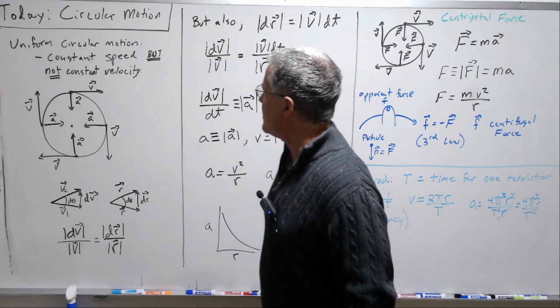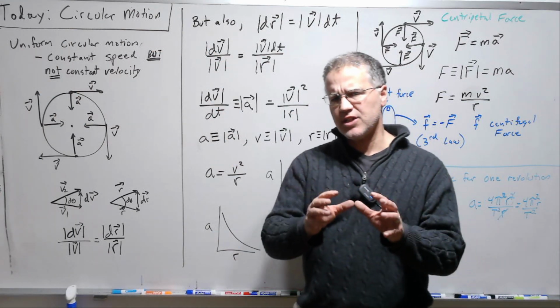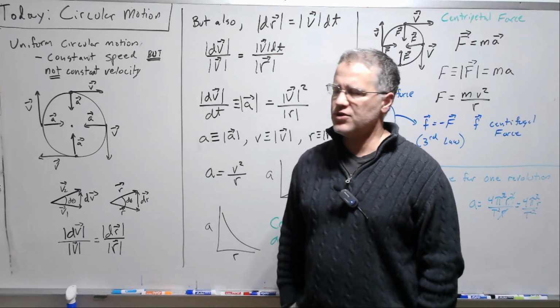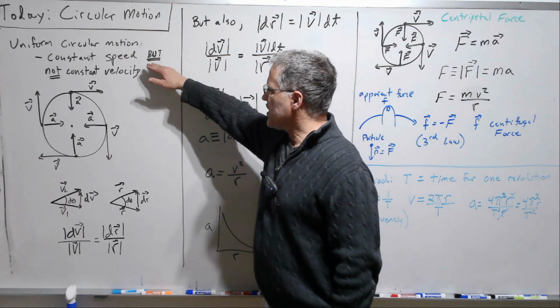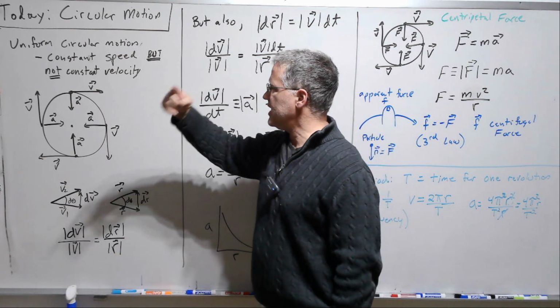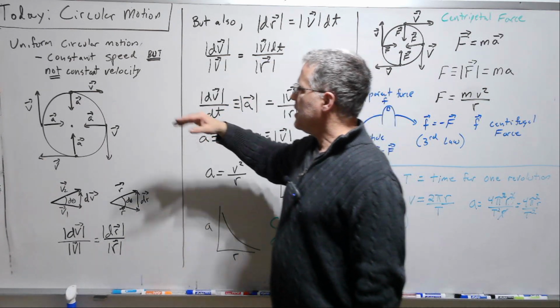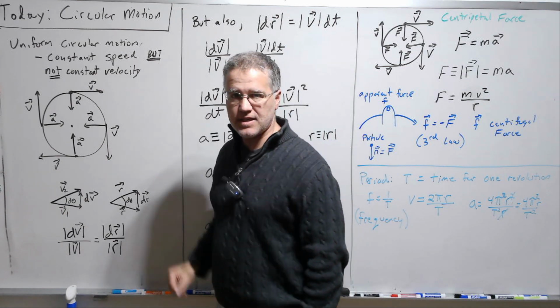Okay, today we're going to talk about circular motion. In particular, we're going to focus on uniform circular motion, which is a constant rotation at a constant speed. So constant speed, but not constant velocity.